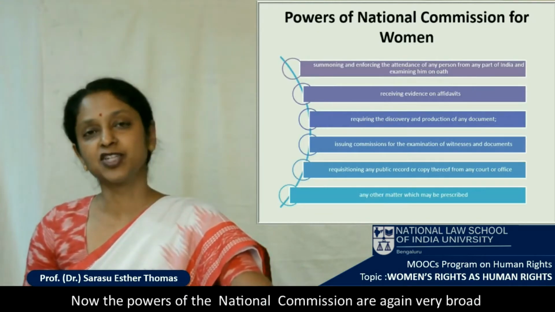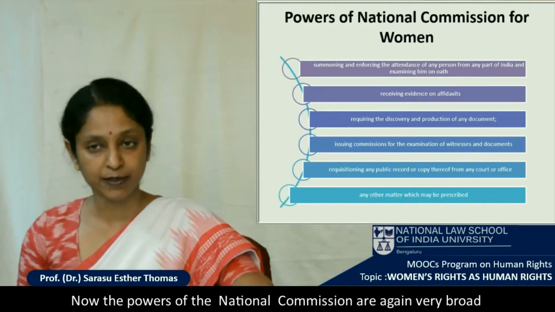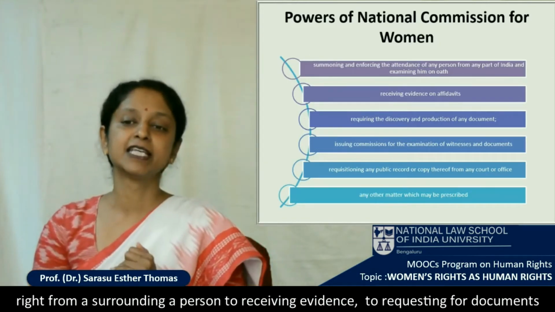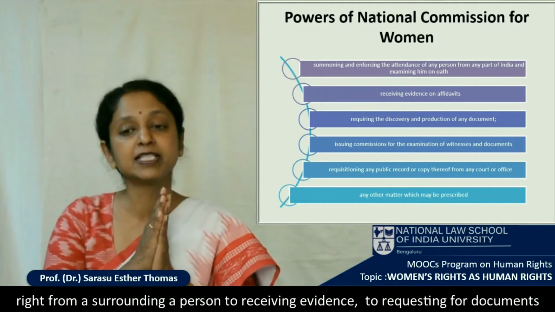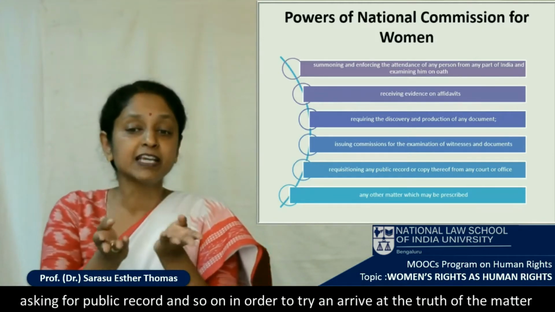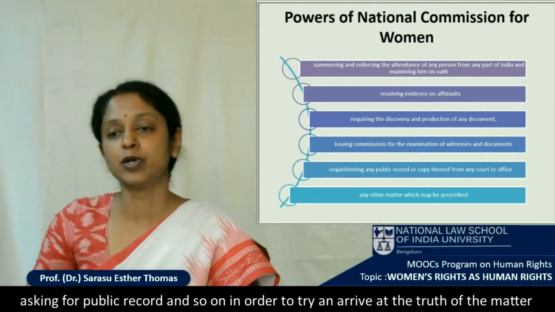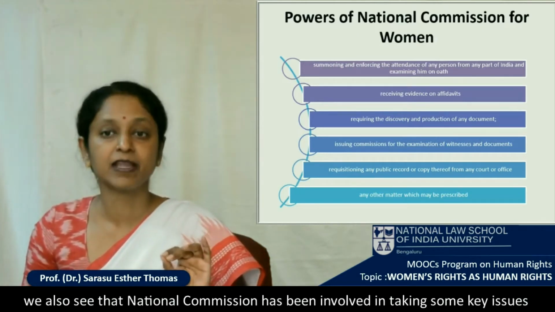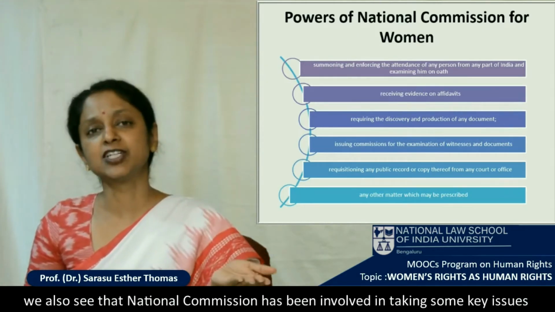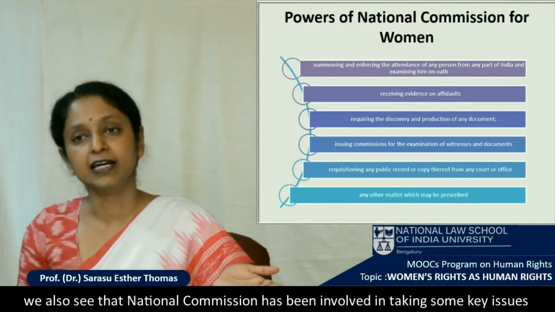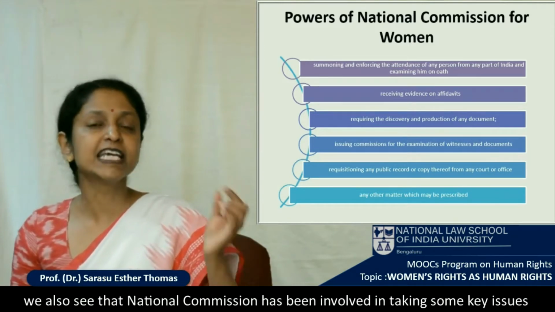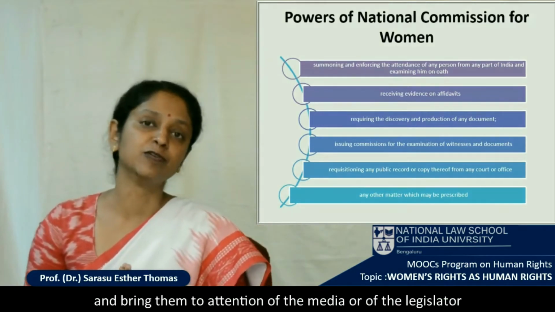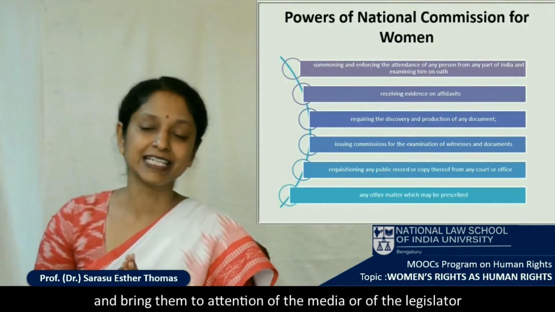Now, the powers of the National Commission are again very broad, right from summoning a person to receiving evidence, to requesting for documents, to asking for public records, and so on, in order to try and arrive at the truth of the matter. We also see that the National Commission has been involved in taking up some key issues and bringing them to the attention of the media and of the legislature.